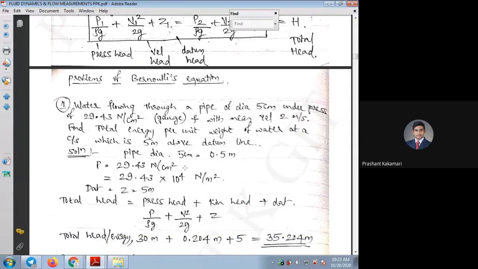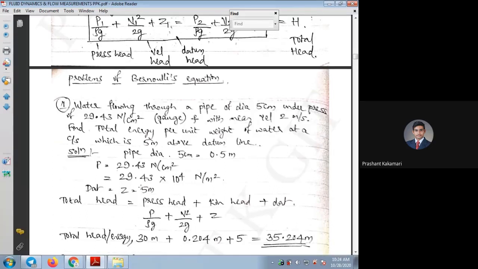So by just converting some of the given diameter or some other units. Here diameter is 5 centimeter. We can convert that into meters. That is 0.05 meters. Then converting this pressure. Why are we converting? Because it is not in Newton per meter square, it is in Newton per centimeter square. So if you convert Newton per centimeter square into Newton per meter square, you can write it as 29.43 into 10 raised to 4 Newton per meter square. Then datum head is directly given in meters, 5 meters.